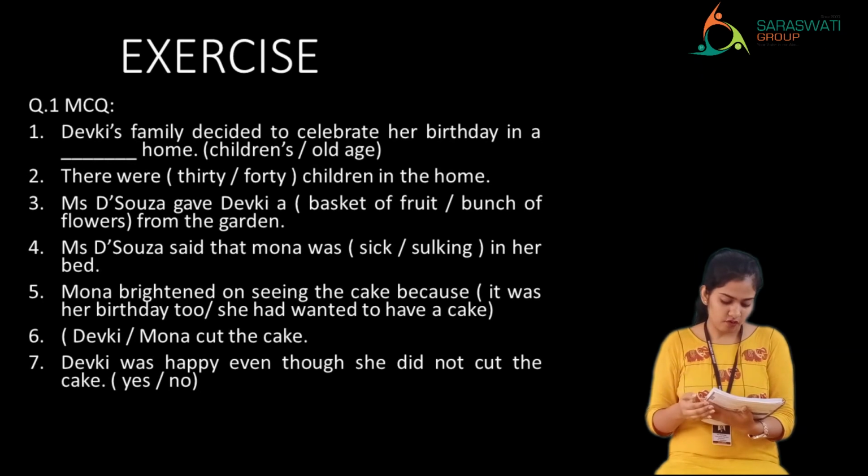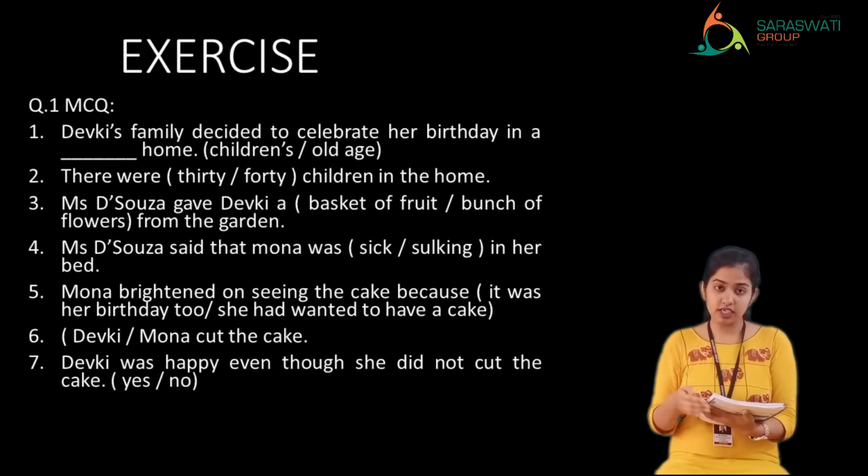Number 2. There were dash children in the home, 30 or 40. Number 3. Miss D'Souza gave Devki a dash from the garden, basket of fruit or a bunch of flowers. Number 4. Miss D'Souza said that Mona was dash in her bed, sick or sulking. Number 5. Mona brightened on seeing the cake because it was her birthday too, or she had wanted to have the cake. Number 6. Dash wanted to cut the cake, Mona or Devki.